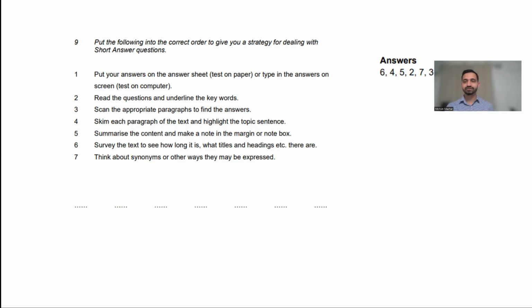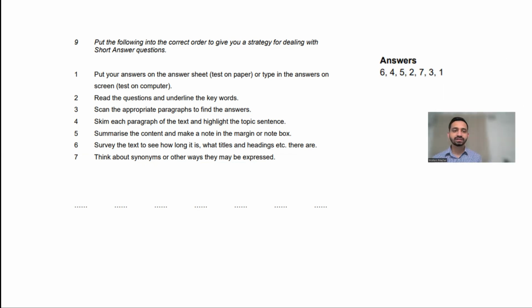All right, the answers are right here. So number 6 is something that you will do first. You will survey the text to see how long it is, what titles and headings, etc. are there. Number 4, you're going to skim each paragraph. So first, after surveying, you're going to skim the paragraph of each text and highlight the topic sentence, okay?